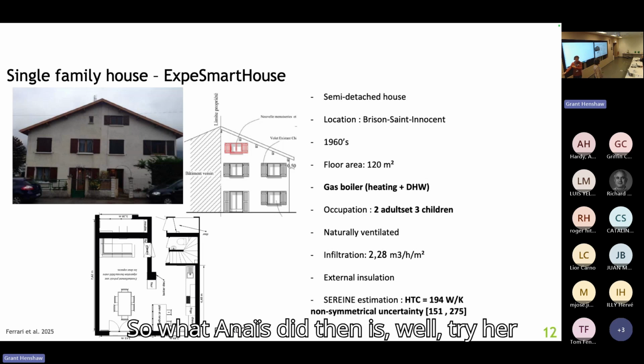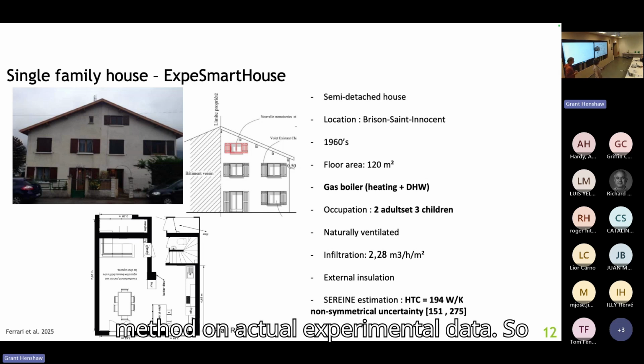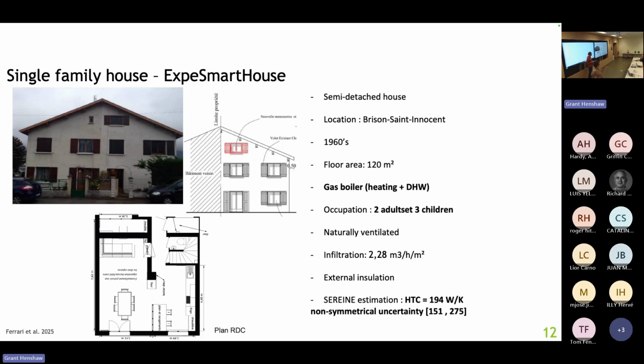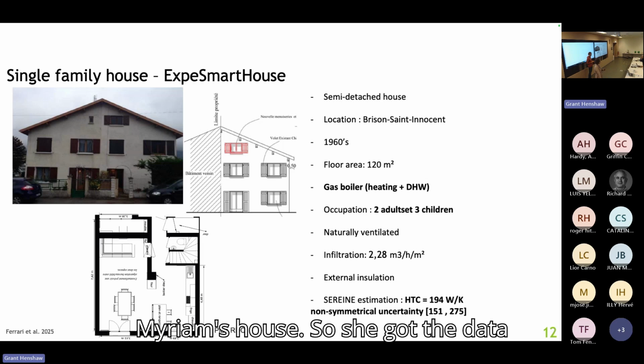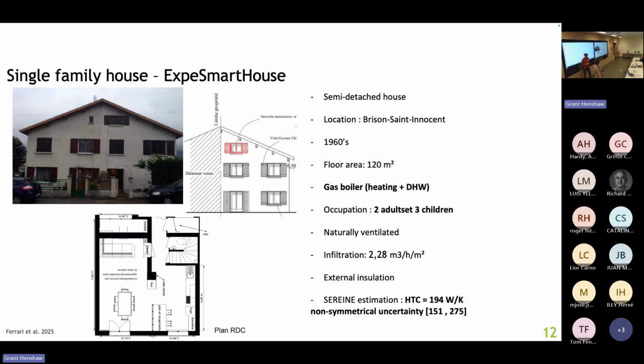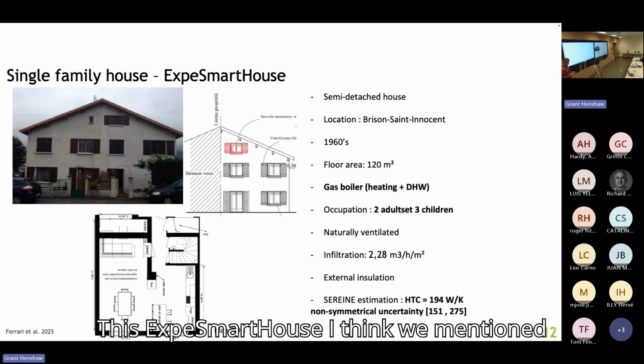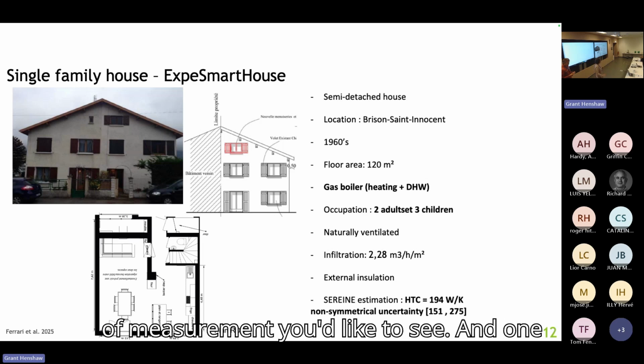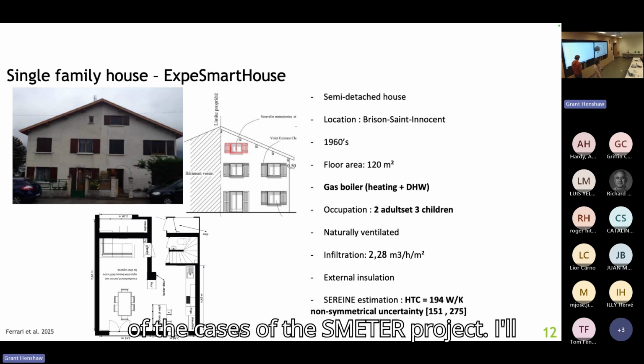Great. So what Anaïs did then is try her method on actual experimental data. So she studied 3 case studies. One is Miriam's house. So she got the data and Anaïs could study it. This smart, I think we mentioned it at Saxium. It's a 3 winter, almost 4 winter data set with every kind of measurement you'd like to see. And one of the cases of the SMETA project.